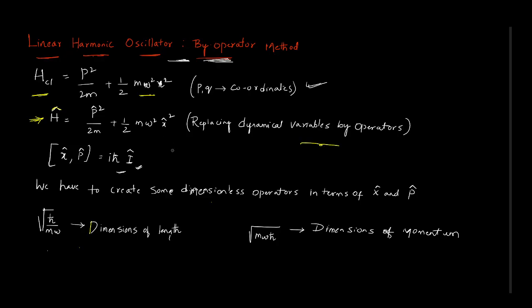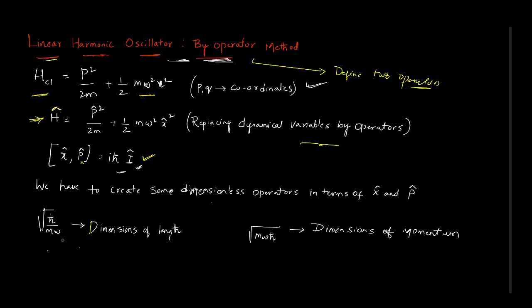Here we know the commutation of x cap comma p x cap, that is position and its momentum, is equal to i h cross into I cap, where I cap is the identity operator. So to solve this quantum linear harmonic oscillator, as we are discussing the operator method, we will define two operators, and those two operators will be dimensionless. Before defining them, we need to find the dimensions of length in terms of h cross, m, omega.